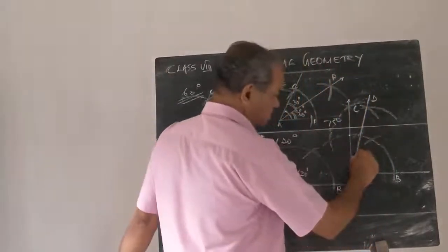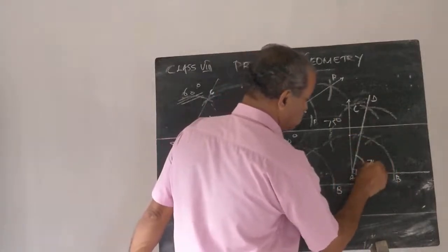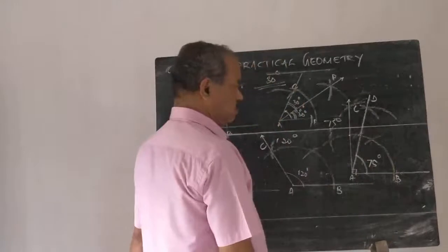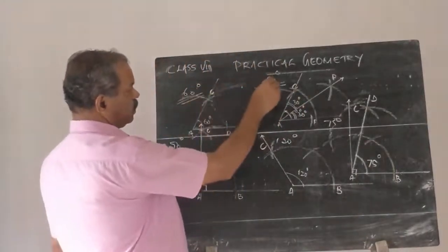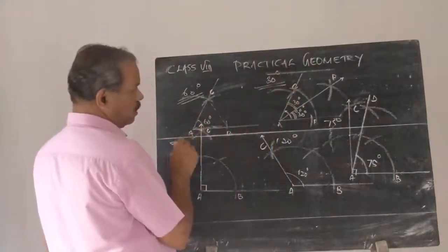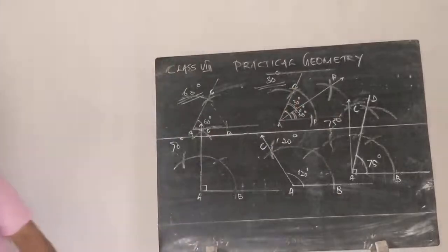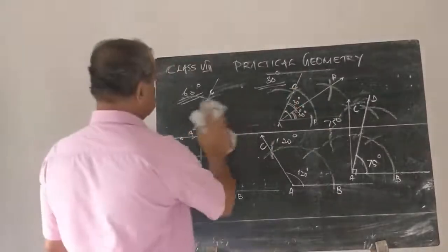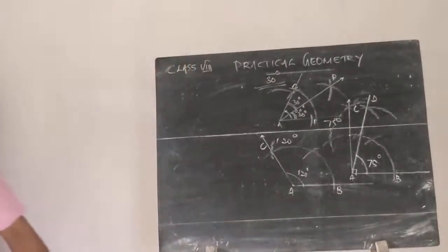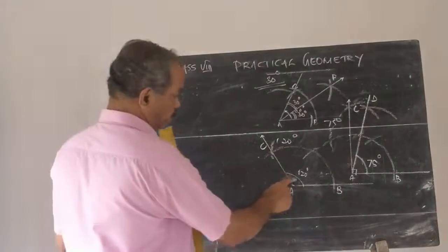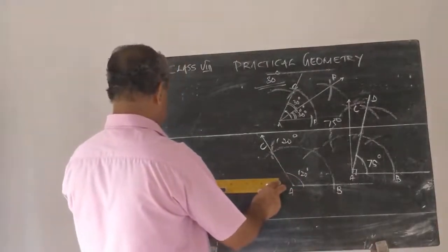What is the measure of this angle? This is 60 plus 15, so 75 degrees. So we know how to draw 60, 30, 90, 120 and 75. Now we want to draw 105 degrees. 105 means 90 plus 15.